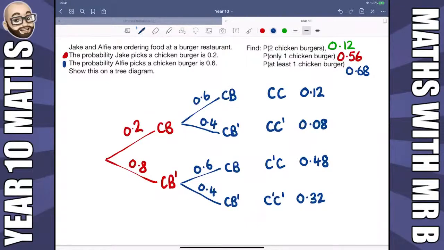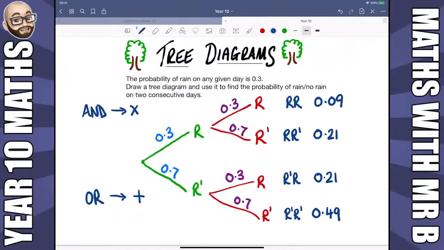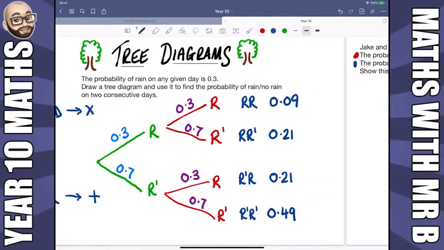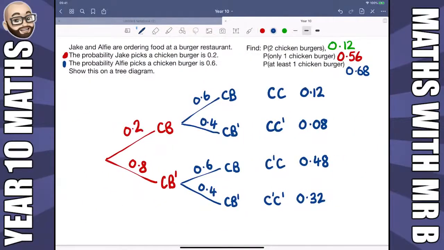So these are the types of questions that are on the worksheet that's also been attached. It's either going to be one of these questions like we did at the beginning where it's the same probability on 2 different events, or it's going to be 2 different probabilities, but the probabilities are fixed. So the first thing does not affect the second thing at all.